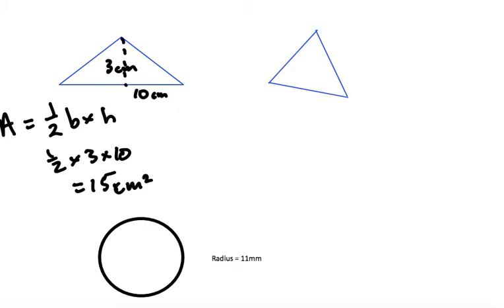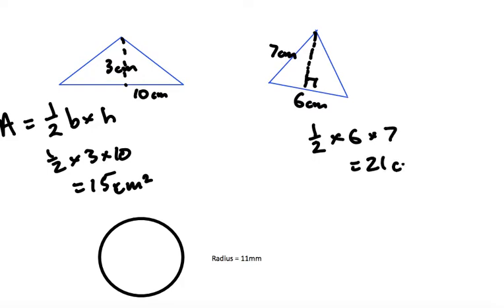And again, this one here, you need a vertical height. So the vertical height down here has to be at a right angle. So if this is the base of 6 centimeters and the height was, say, 7 centimeters, you would do the area as half times base times height, which equals 21 centimeters squared.